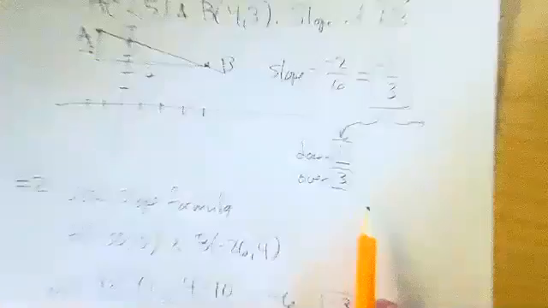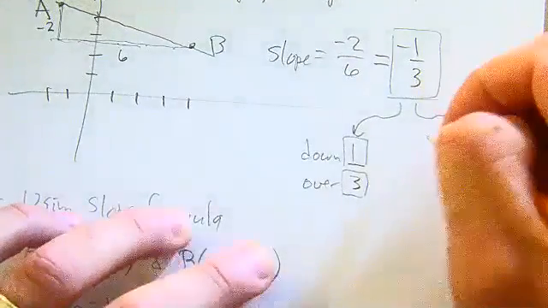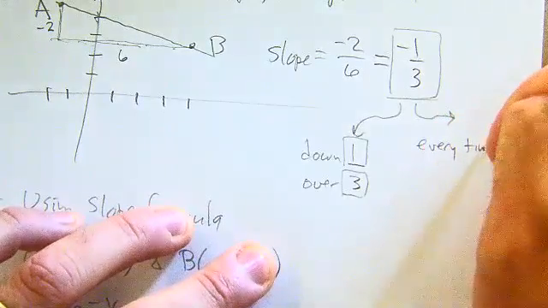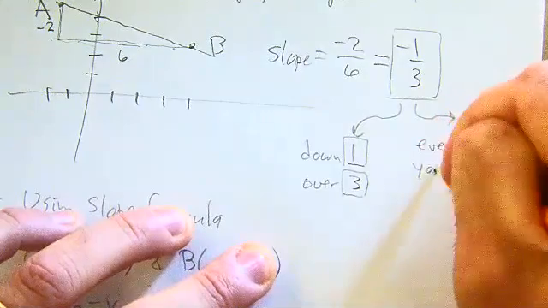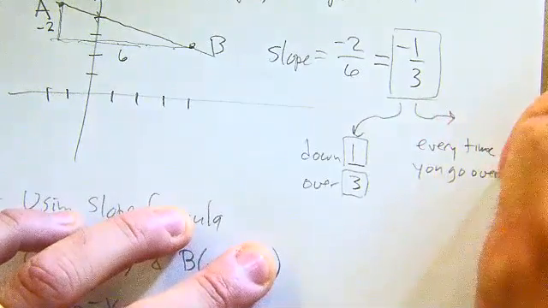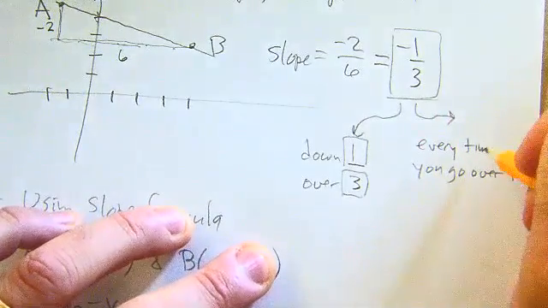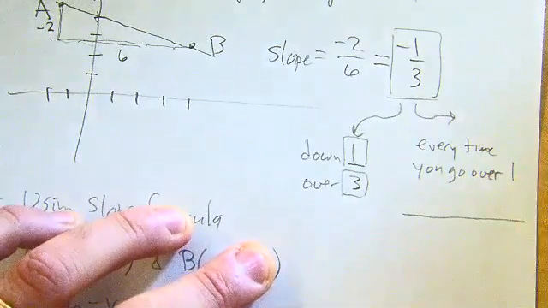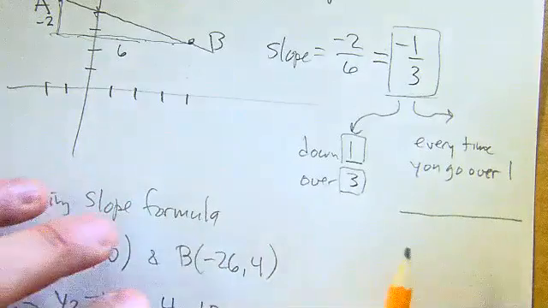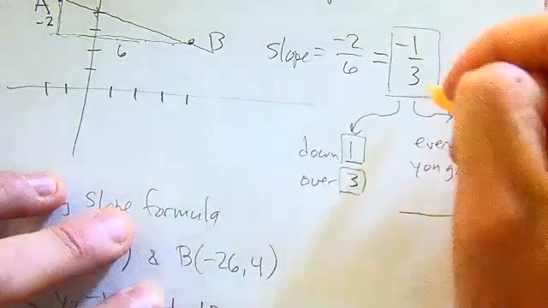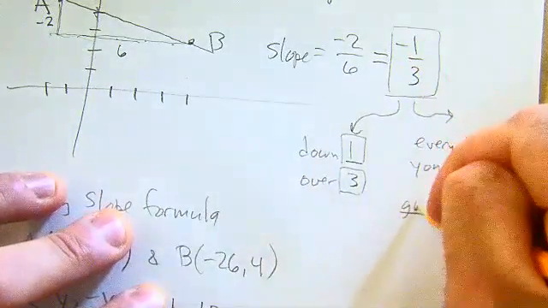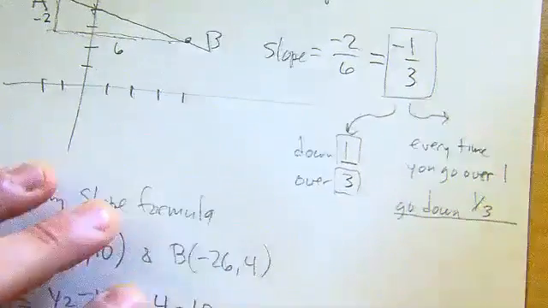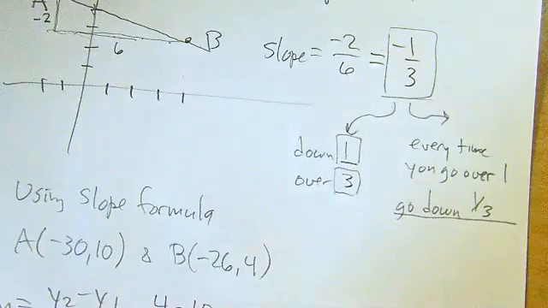Could also, this is the other way to interpret it. This is how you could write it. Every time you go over 1, okay? Every time you go over 1, what happens? Okay, so every time you go over 1, you're just going to write this out. Go down 1/3. Okay, that's the other way to interpret that.